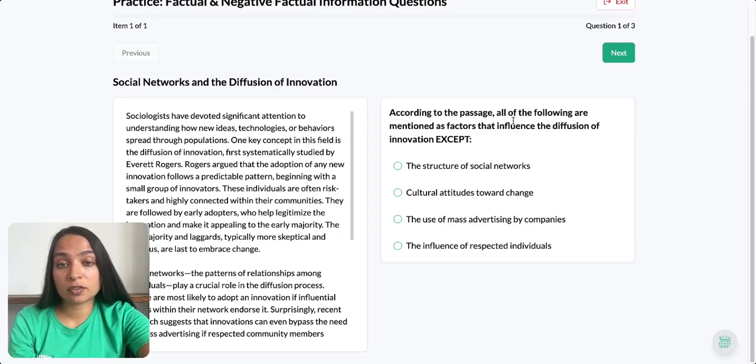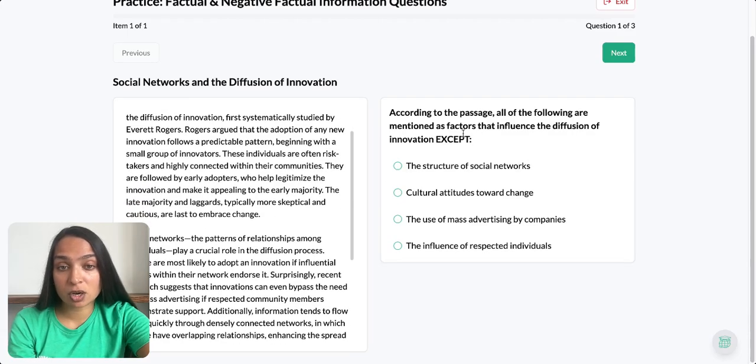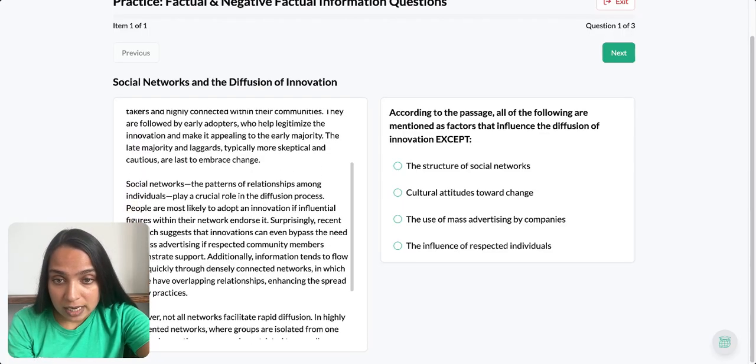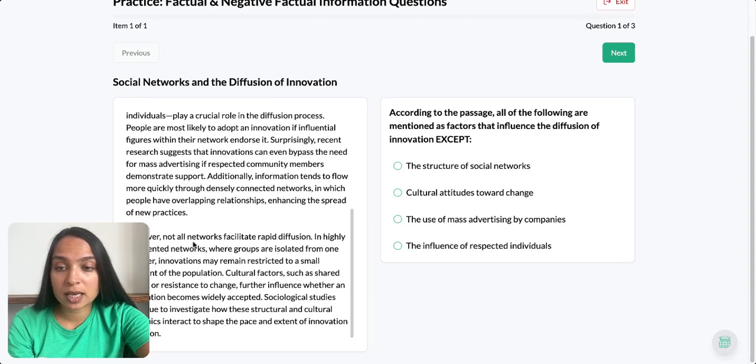According to the passage, all of the following are mentioned as factors that influence the diffusion of innovation except. So I want to go to the passage and see where they talk about the factors that influence the diffusion of innovation. So if I'm correct, I think that's somewhere towards the bottom where we're saying, however, not all networks facilitate rapid diffusion. So does the structure of social networks influence the diffusion? So here we see innovation may remain restricted to a small segment, cultural factors. So we know that B is out.